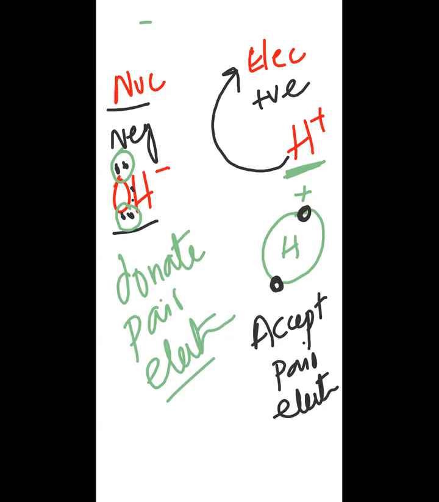So what is the exact definition? The electrophile is that species which can accept a pair of electrons to make a covalent bond. The nucleophile is that species which can donate a pair of electrons to make the covalent bond. That covalent bond could be any type of covalent bond, the normal covalent bond or the coordinate covalent bond.